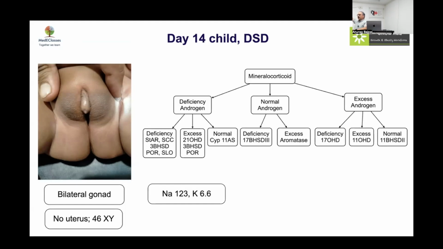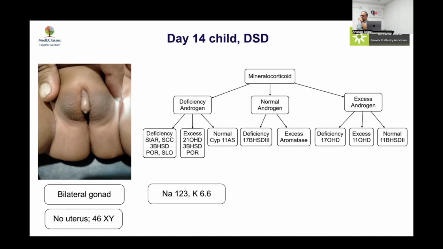Which group are you looking at? Mineralocorticoid is deficient, androgen is deficient. So what are we looking at in this scenario? Since there is DSD, it could be proximal defects like StAR, SCC, and 3 beta HSD as well. Now, if you compare StAR, SCC and 3 beta HSD, which one will have more severe atypical genitalia, StAR or 3 beta? 3 beta will have more severe. Yes. Why?